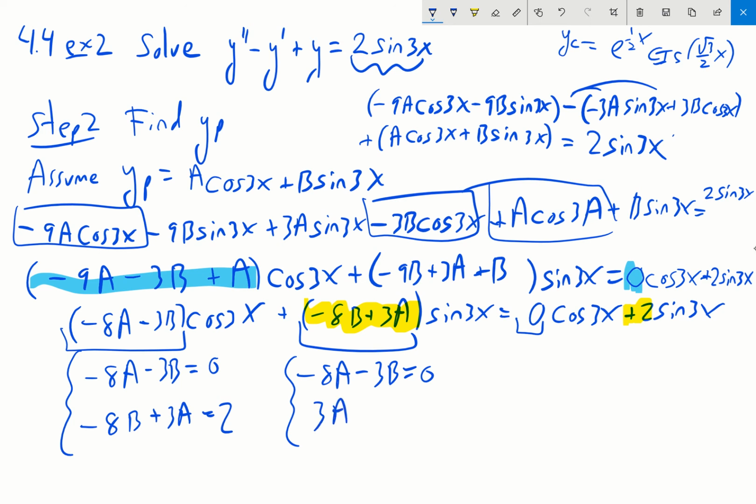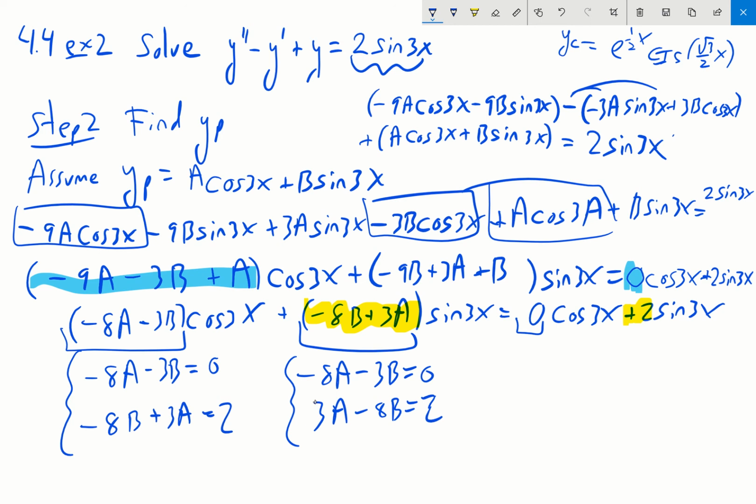3a minus 8b equals 2. I won't explicitly solve all of these in the lecture videos. This is just like linear algebra or basic intermediate algebra, but let's at least go through and solve this system together.